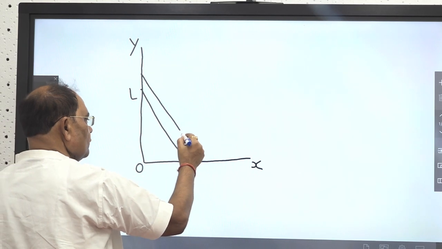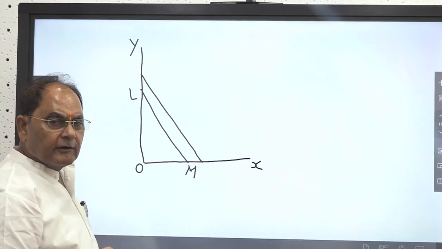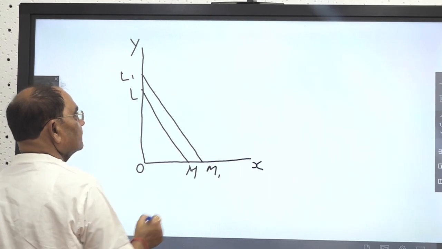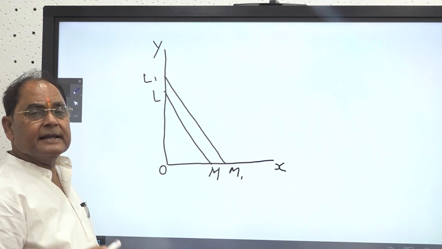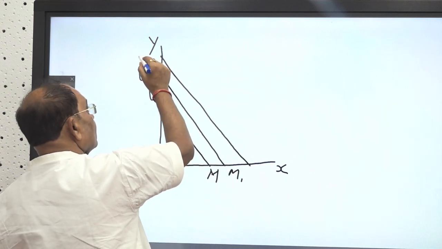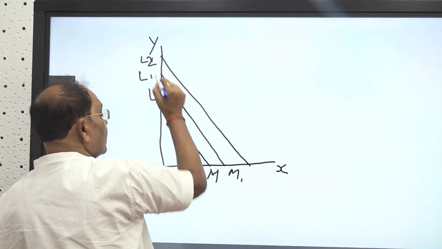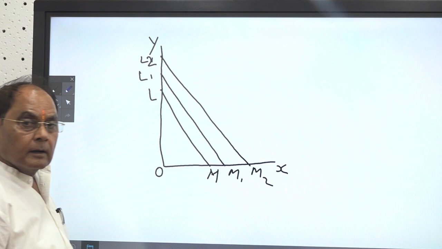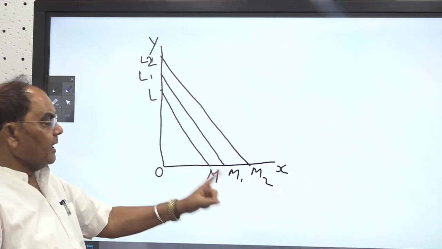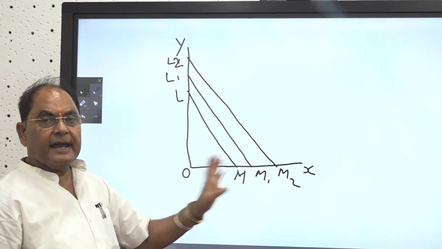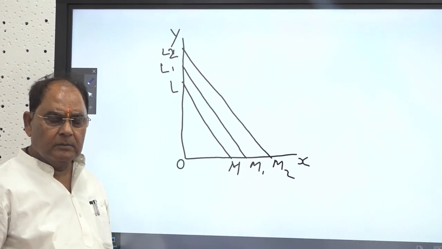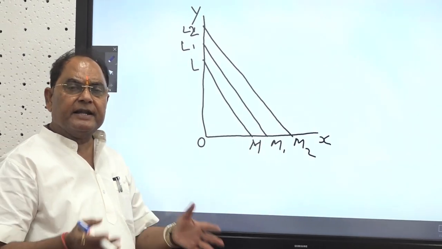Now, supposing the consumer increases his spendable part of income and the budget line goes upwards, L1, M1. And supposing there is a further increase in the income of the consumer, so the budget line shifts even more upwards, L2, M2. Now you have three budget lines in this diagram. One is LM, second one is L1, M1, third one is L2, M2. This is known as the map of budget lines.